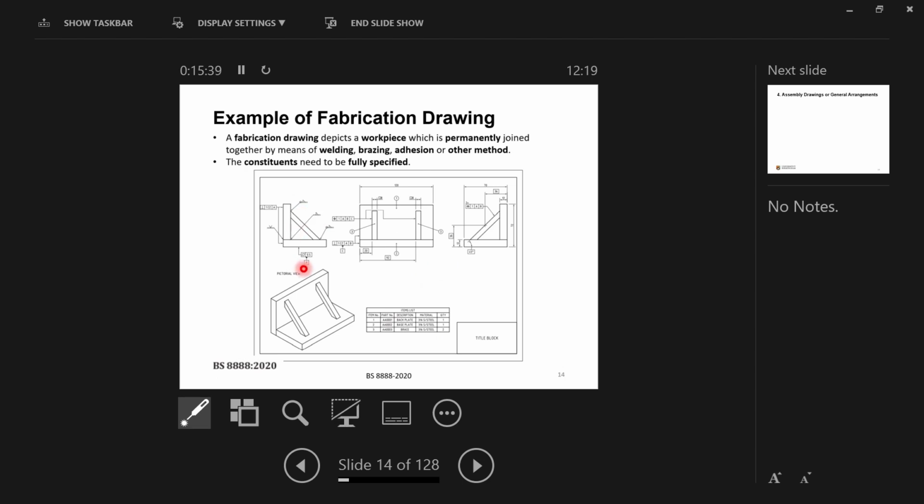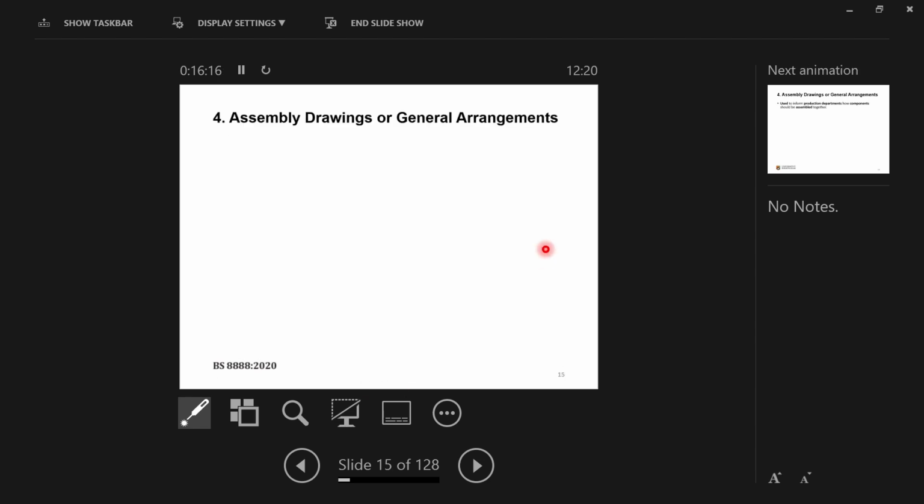And see here the dimensions and the GD&T tolerances are defined as well. Then the datums are defined. So you should understand this language in order to be able to read this kind of drawings. See here, for example, some welding symbols are defined. These are the kind of things that you should learn out of this lecture, and also by reading more details about the British standard BS 8888.